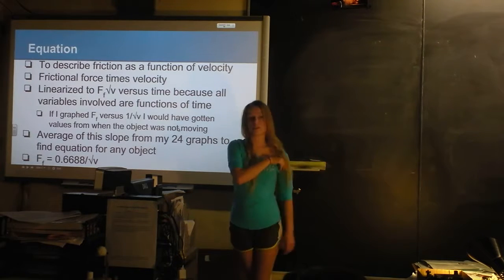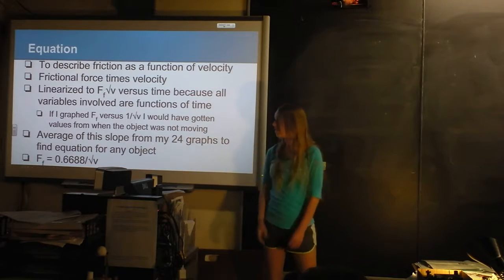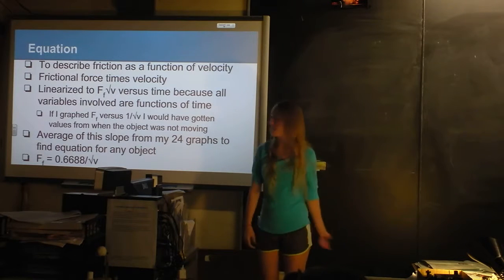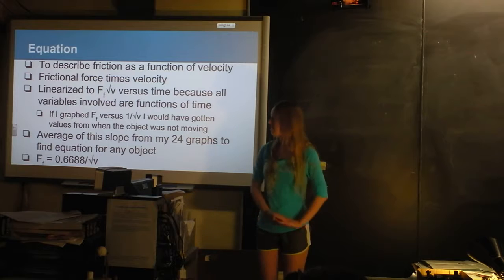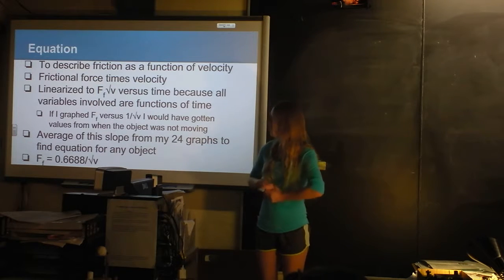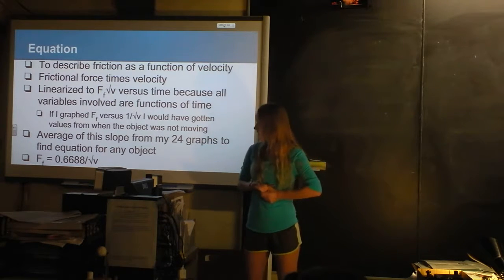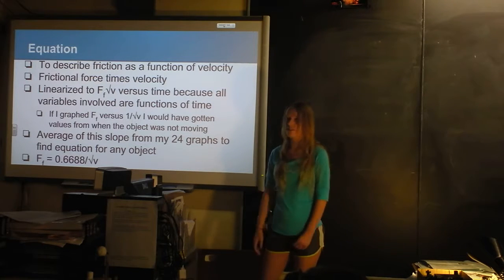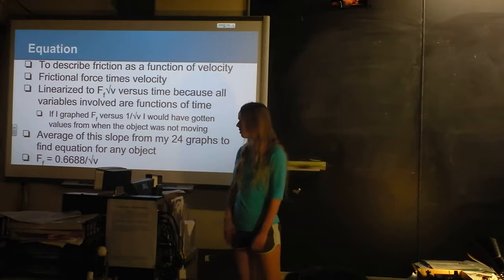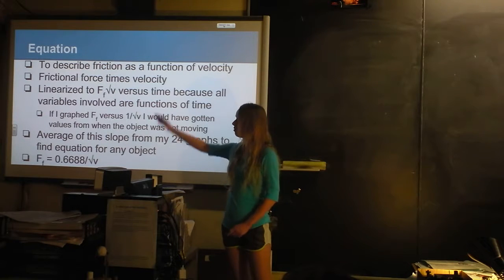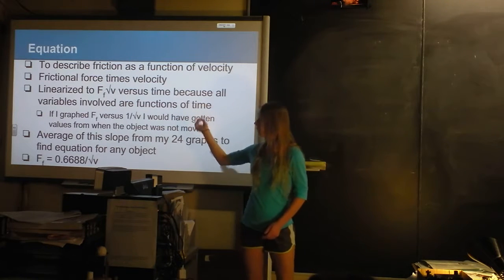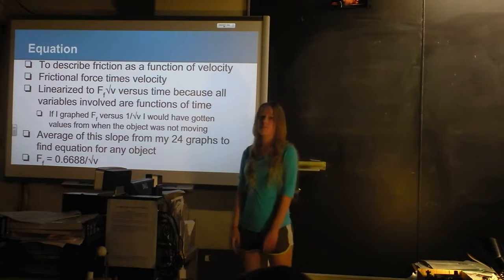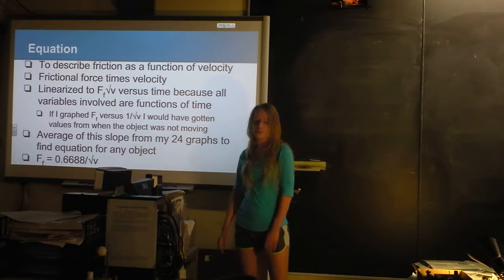I wanted to make an equation that would describe what was going on with the friction, and I wanted it to be dependent on velocity. So I tried graphing things to see if they were linear. I tried graphing frictional force times velocity because I thought it was an inverse relationship, so dividing by velocity would be 1 over velocity. I kept them both over time because everything was a function of time.